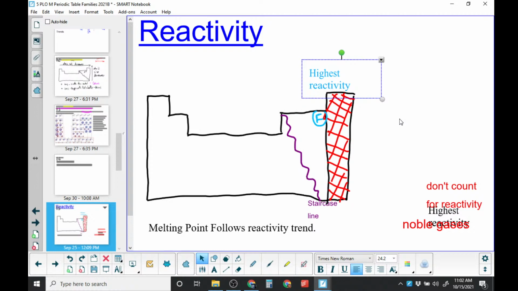Kate gave us the most reactive element, but unfortunately, she only gave it on one side. It was a trick question. There's two most reactive elements. What's the other one? It is on the left, so it's somewhere over here. A reminder, we threw this trend into the water and watched it explode.